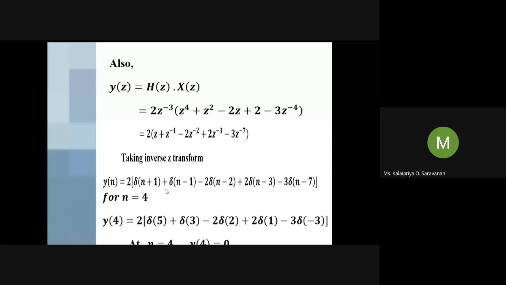So simple. What they have asked you is you will have to calculate the output at n is equal to 4. Simply substitute n as 4 here. So when you substitute everywhere n as 4, you get y of 4 is equal to 2 into del of 5 plus del of 3 minus del of 2 plus del of 1 minus 3 del of minus 3. If you look here, I've written the answer as y of 4 is equal to 0. Why did I write y of 4 is equal to 0?